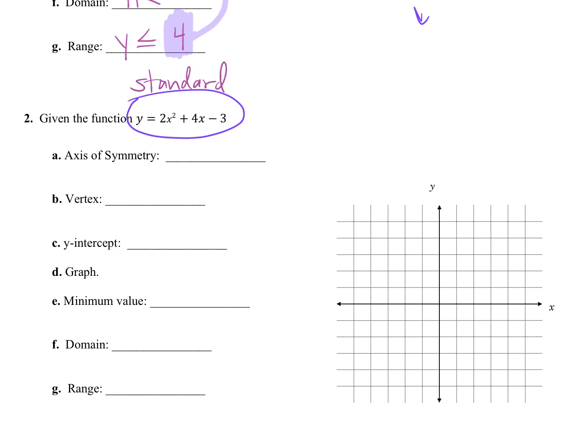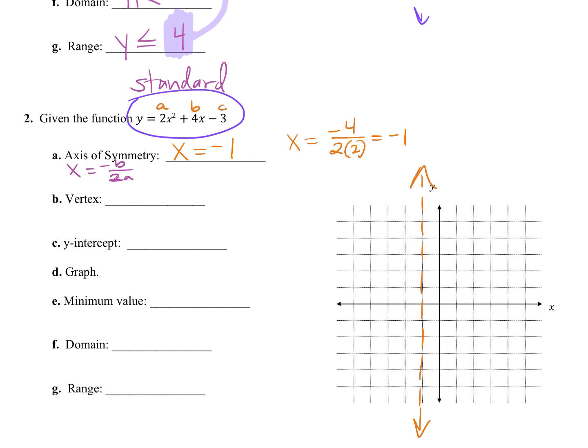How do you find your axis of symmetry in standard form? You need to have this memorized. -b over 2a. So your axis of symmetry will be x equals -b over 2a. Okay, what's a -b right now? -4. This is a, this is b, this is c. So x equals a -4 over 2 times what? 2. Okay, so you get x equals -4 over 4 is -1. So axis of symmetry is x equals -1, which is right here.